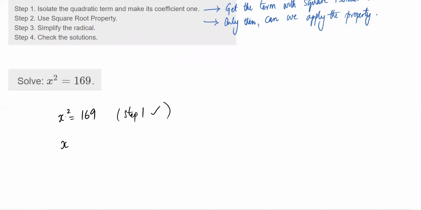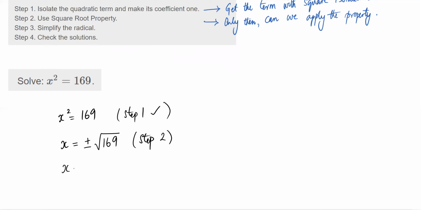Step 2 says, well, square root property allows us to simply write this as plus or minus square root of 169. So the x squared now becomes an x because you're trying to solve for x. So the x squared goes away and it becomes an x. And the square on the other side becomes a square root, right? So it's plus or minus square root of 169. That's step 2.